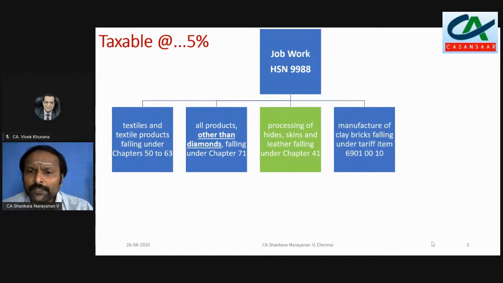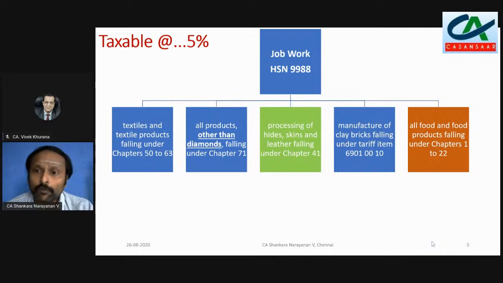And then manufacture of clay bricks, which are falling under HSN 6901, will also come under the activity of job work. So if I am manufacturing bricks, is it a manufacture? Am I supplying goods? If you are doing it for somebody else, the clay belongs to somebody else. You are just digging out the clay and you are going to make it into a brick. Then whatever you are doing is considered to be only a manufacturing service, which is classifiable under 9988, taxable at 5%.